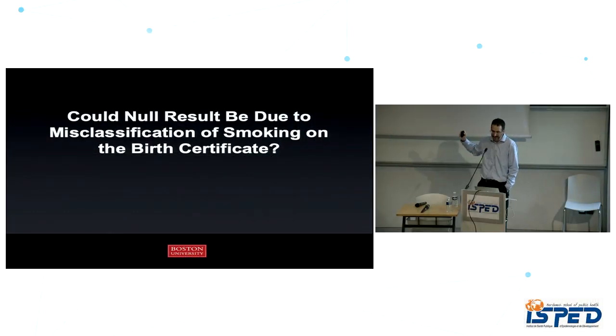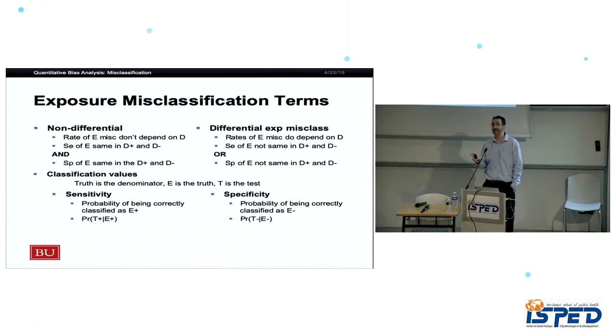So here's what Aliza did, and I apologize, but I do have to review a few epi terms, even though I know everyone in the room knows this, but I just got to make sure we're all on the same page. So when we think about misclassification, we think about this in terms of differential and non-differential. Non-differential misclassification means that the rates of misclassification do not depend on the values of some other variable. So we're talking about an exposure here.